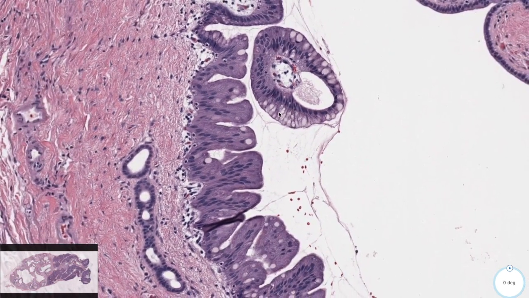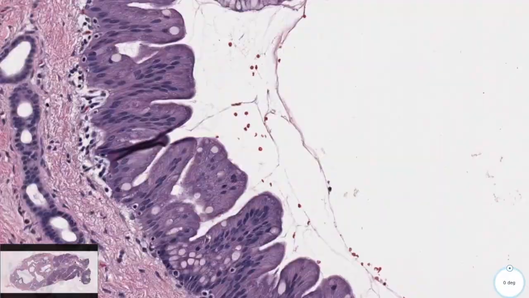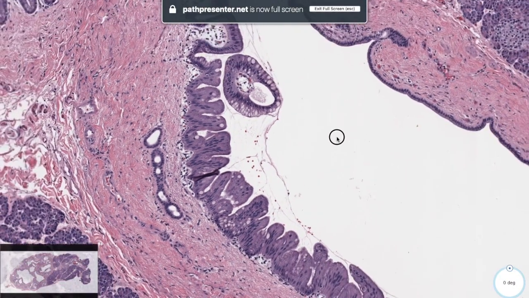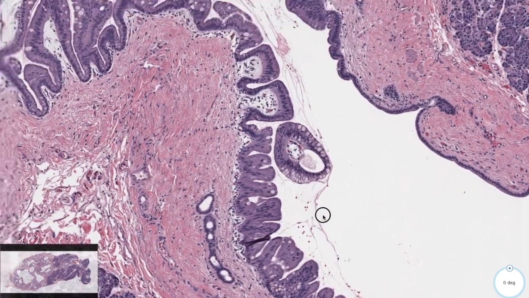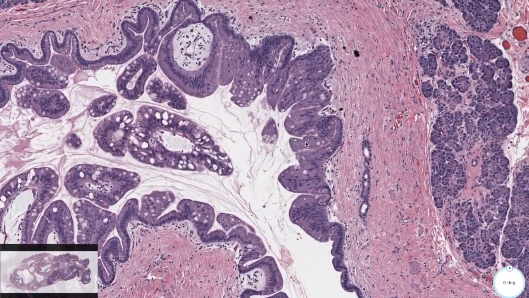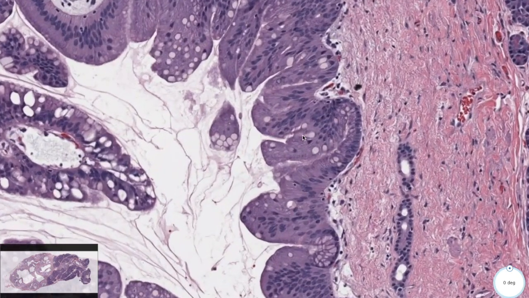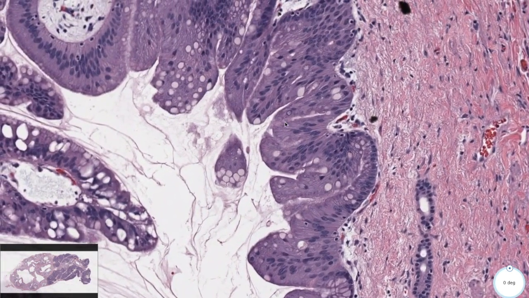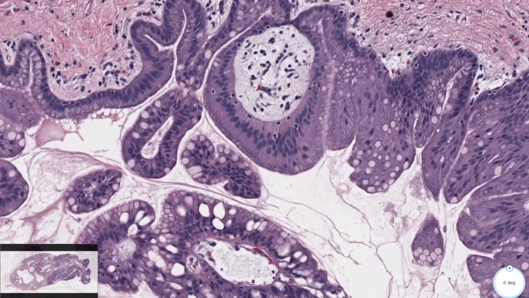So what's important to note is that this looks like, oh no, it's doing that thing again. Sorry. If we zoom out, if you were to look at a section of small bowel or small intestine, you would notice this, because this has, again, look at that. These are goblet cells.